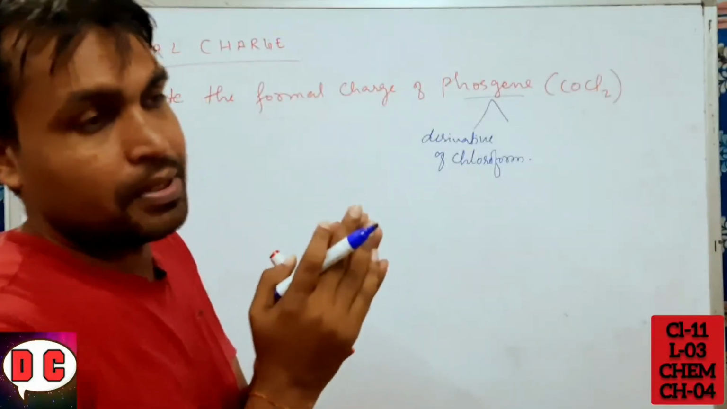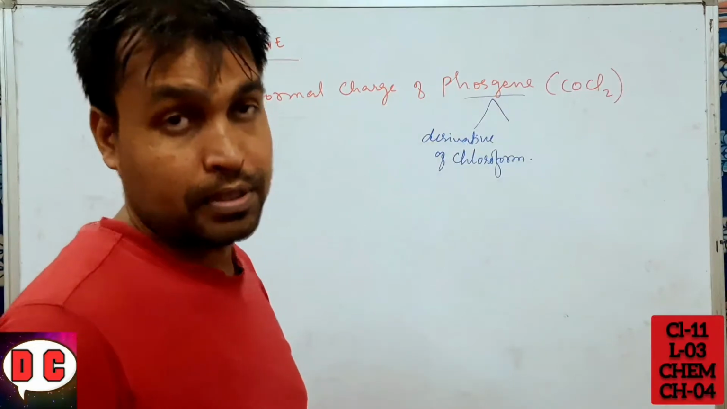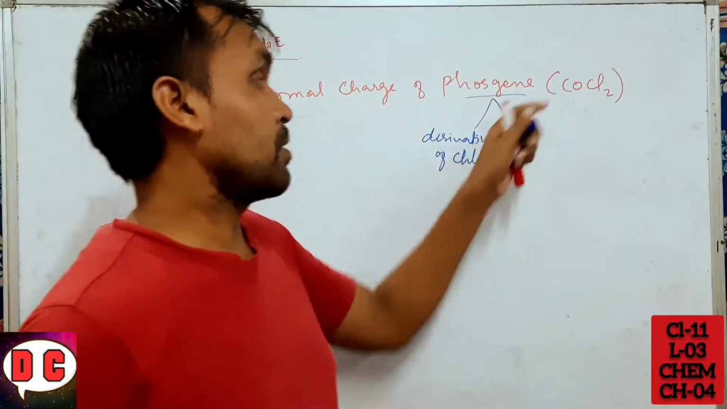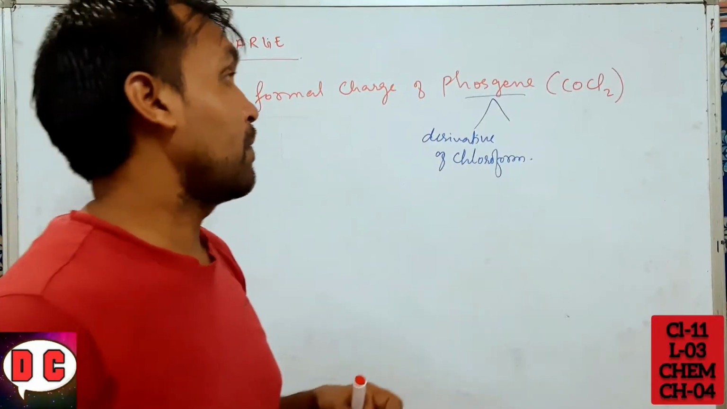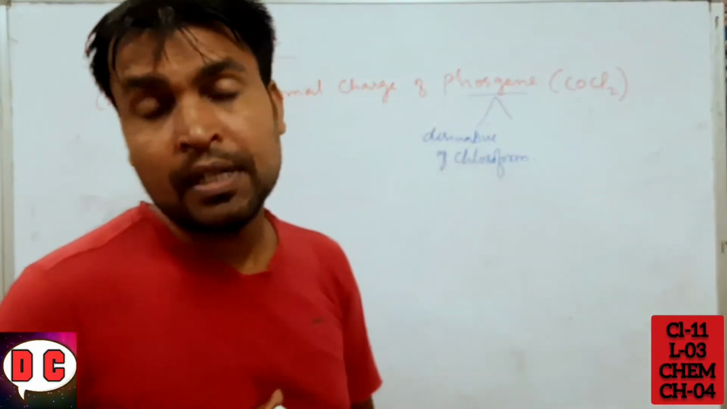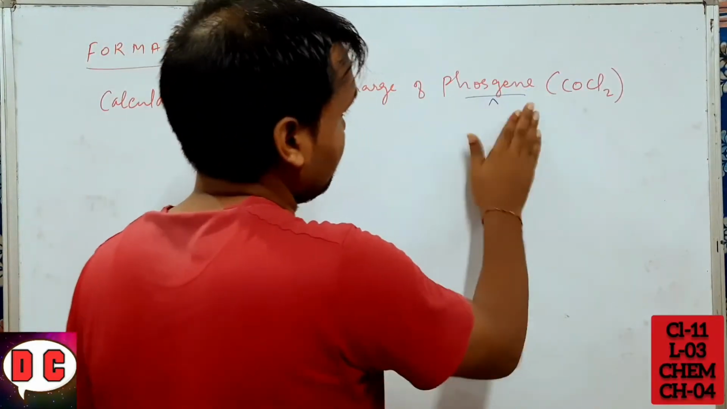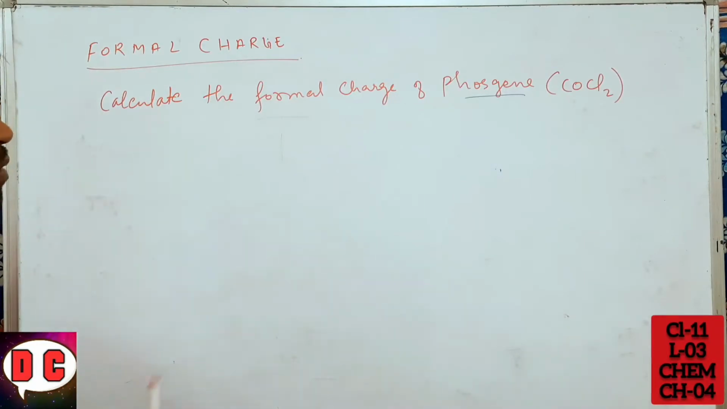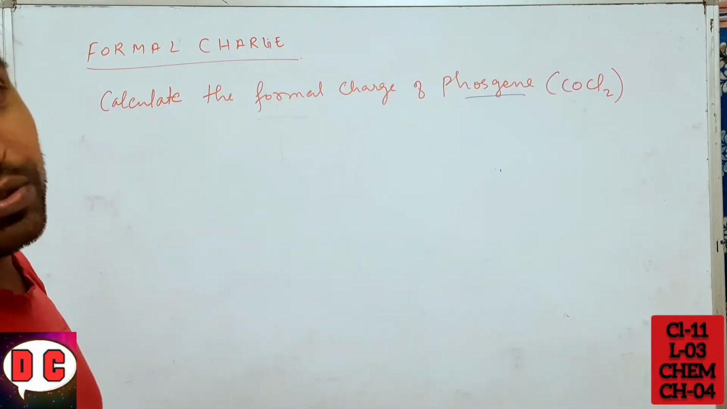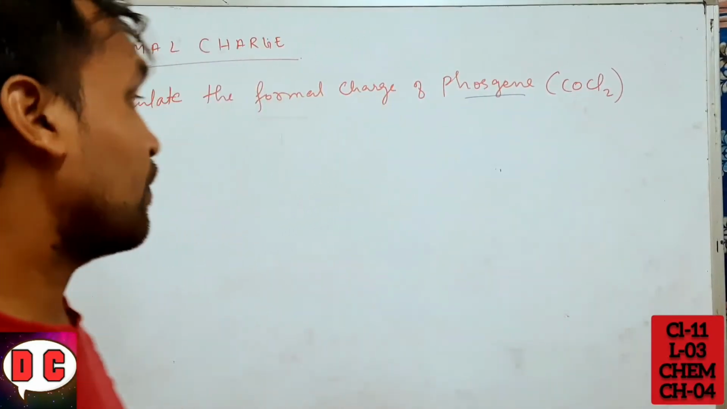It is always kept in a colored bottle so that light rays do not fall on it, because the moment chloroform comes in contact with light, it will form phosgene gas, which is very, very poisonous. It is a poison only. So now, first of all we have to draw the Lewis dot structure of phosgene gas. Then only can you calculate the formal charge.